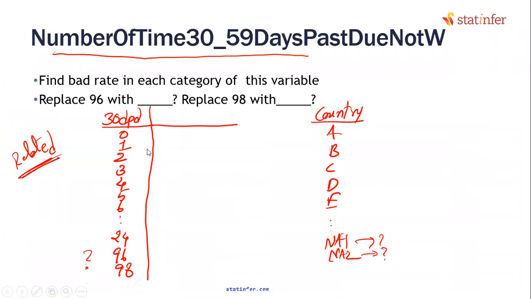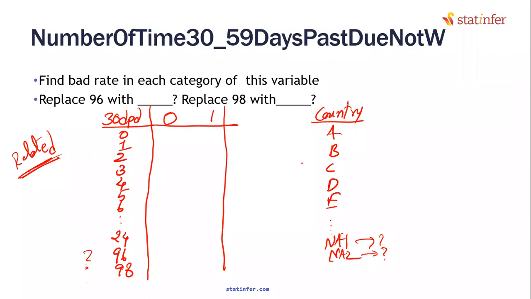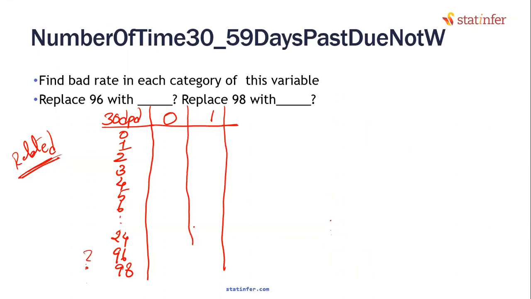What we are going to create first is a cross tab between the 30 DPD variable and the target variable, which is serious delinquency, which takes two values, zeros and ones. We're going to create a cross tab. Look at this carefully, all of you. The first variable is serious delinquency, the one that is in the columns. The other one is 30 DPD, that is in the rows.